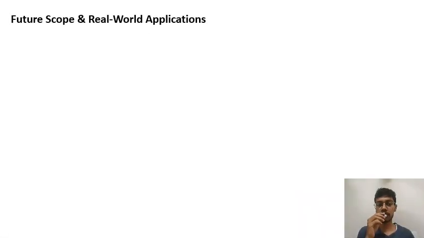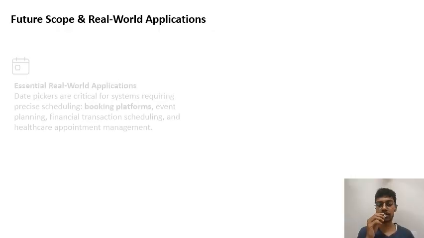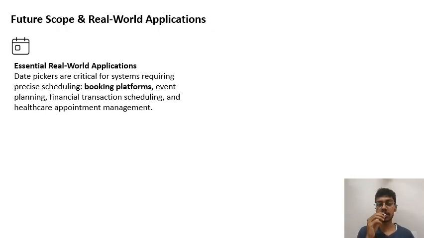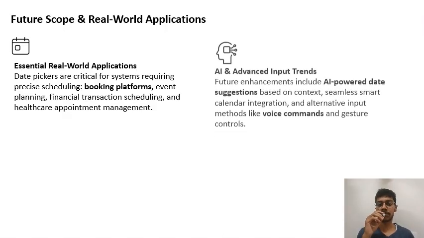Now we are learning the future scope and real world applications. First thing is essential real world applications. Date pickers are critical for systems requiring precise scheduling like booking platforms, event planning, financial transaction scheduling, and healthcare appointment management. For instance, if at all you want to book a ticket in IRCTC, any journey that you are scheduling, we will use this date picker option.